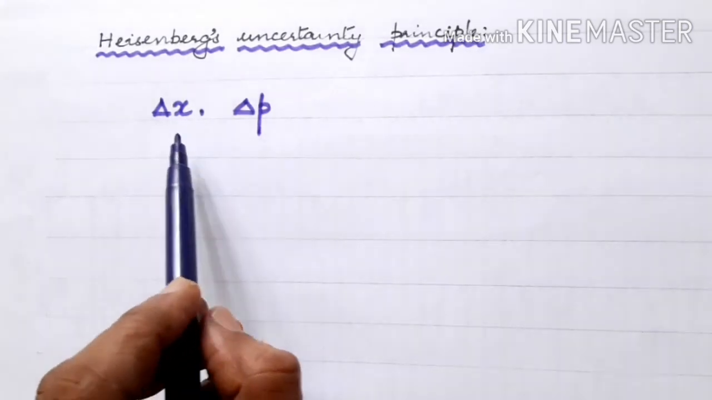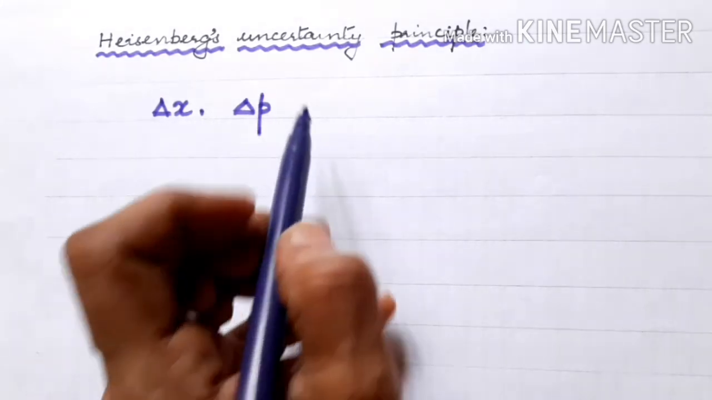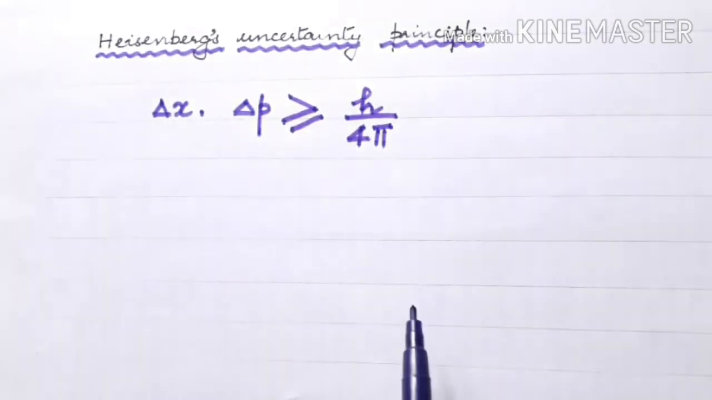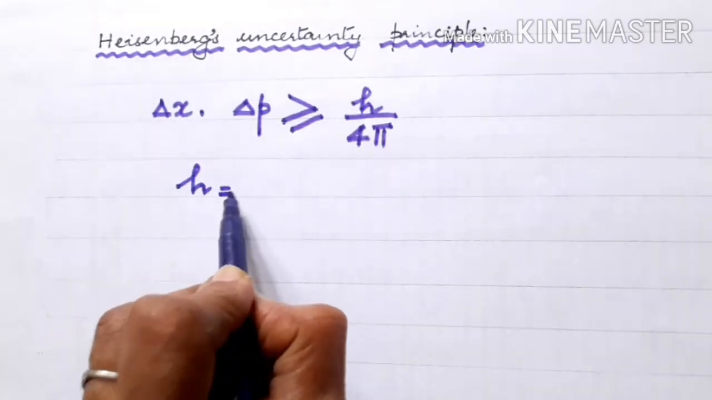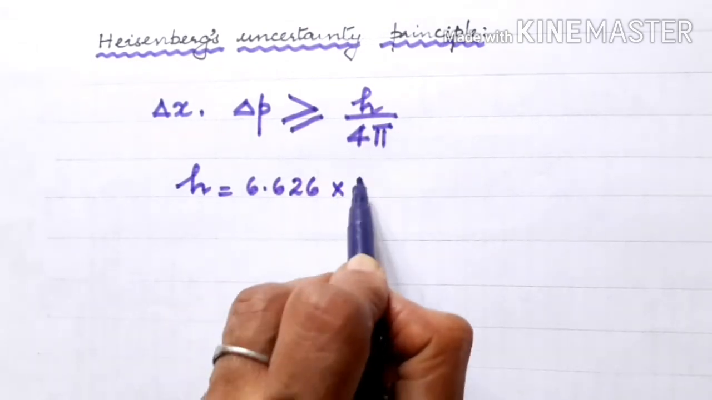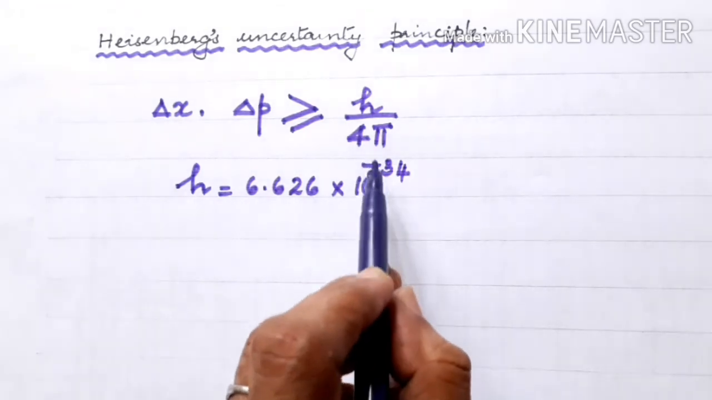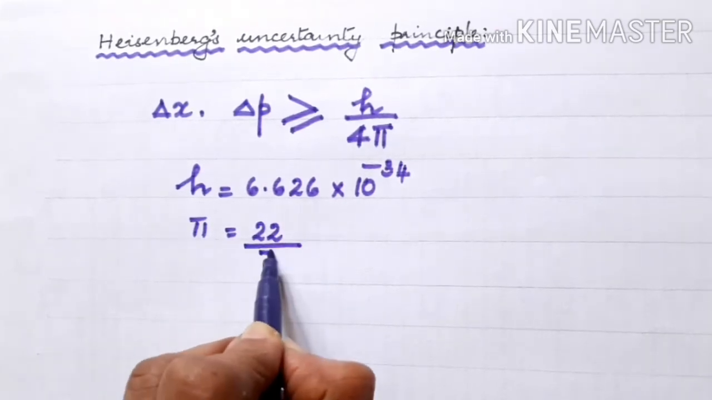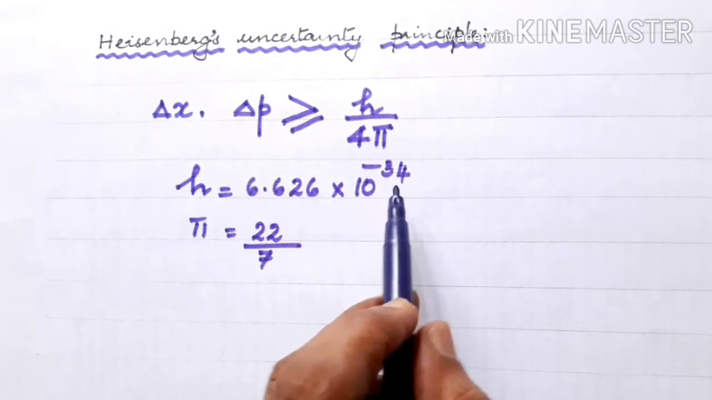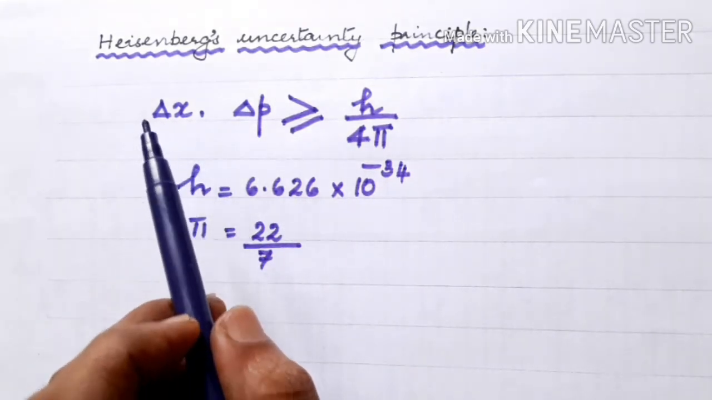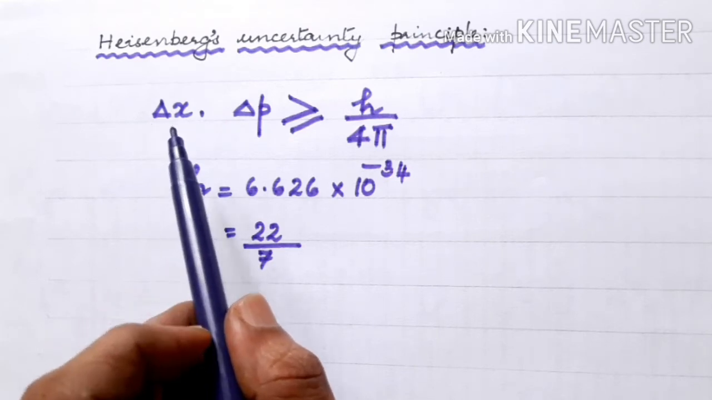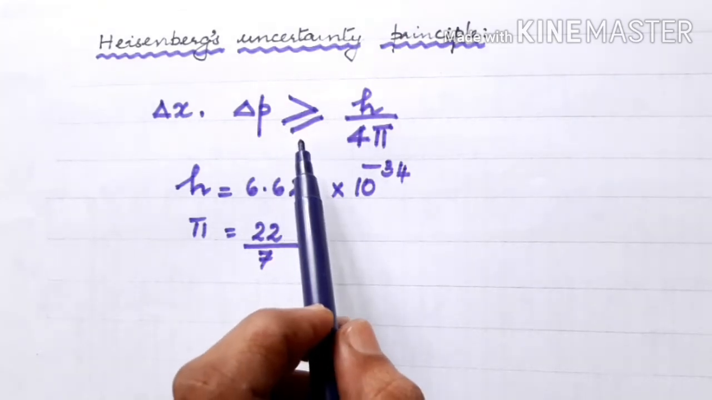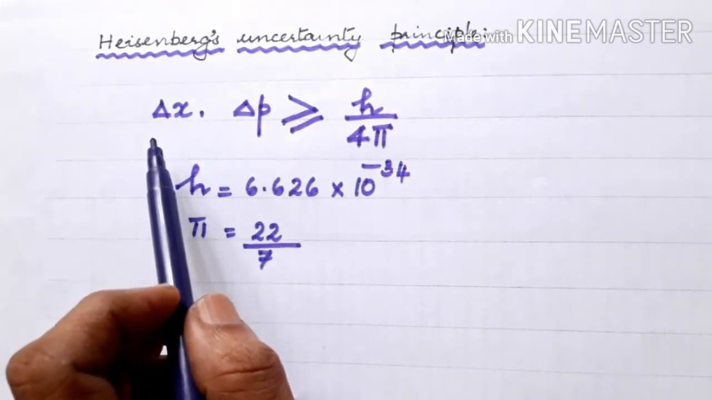So, the mathematical expression is delta x into delta p is always greater than or equal to h by 4 pi. What does it signify? Here you find that h is a small value, 6.626 into 10 power minus 34. So if you divide it by 4 pi, we know the value of pi to be equal to 22 by 7, then the value still becomes very small. That means if you try to position the electron, it is difficult to find the momentum. But if one is concentrating only on the momentum of the particle, then we can't locate the electron.